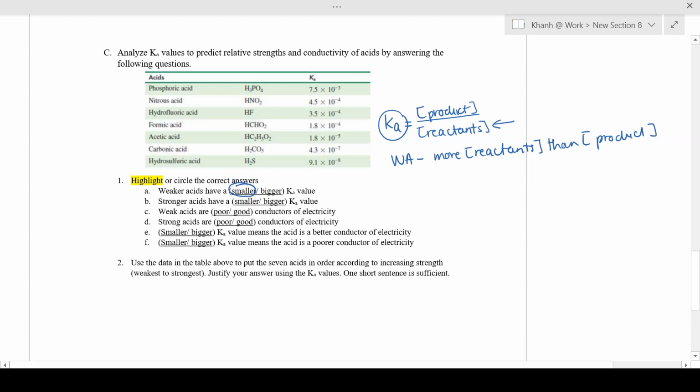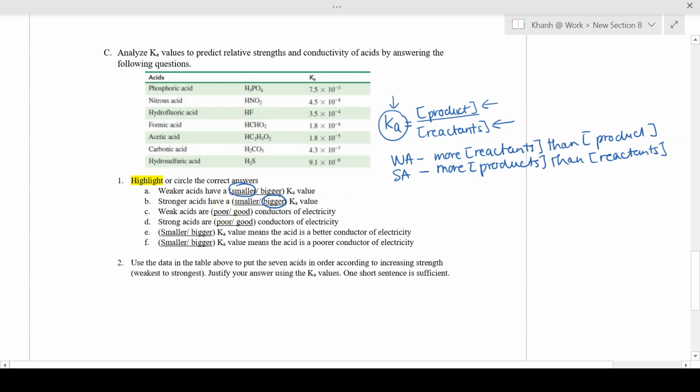Now the exact opposite must be true, so vice versa. A stronger acid should have a bigger Ka, which does make sense because for a strong acid, I'm going to write this here also, more product than reactant. If that's the case, then we have a bigger numerator up here, and that should give me a bigger overall value of Ka.